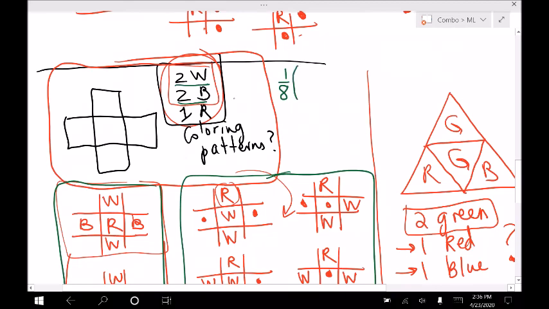So how many of the colorings will remain unchanged after I apply the identity?